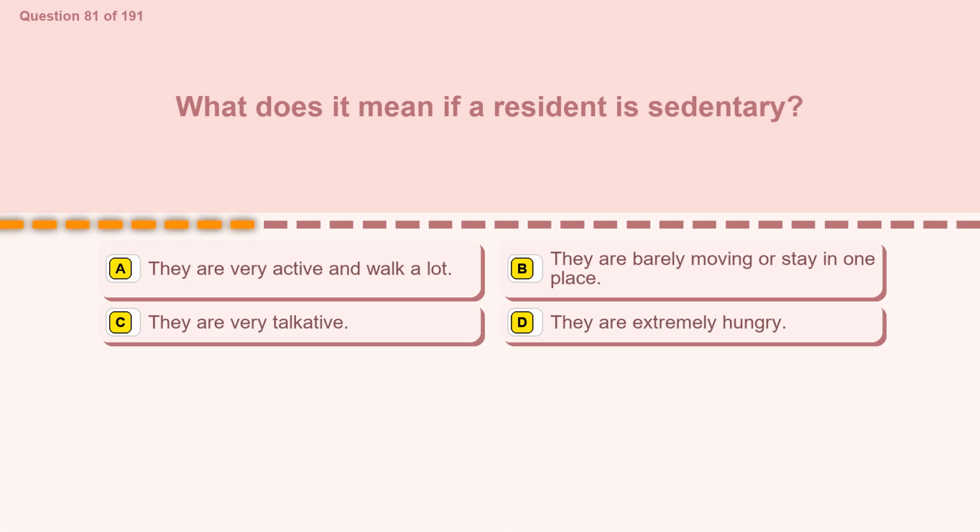Option A, they are very active and walk a lot. Option B, they are barely moving or stay in one place. Option C, they are very talkative. Option D, they are extremely hungry.